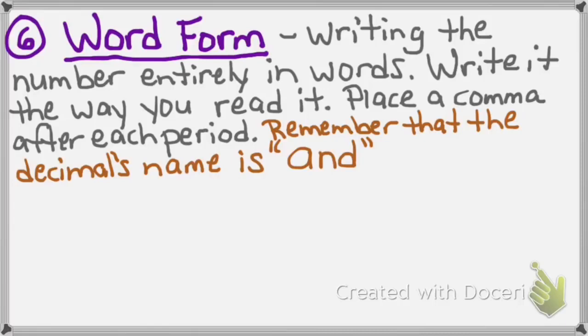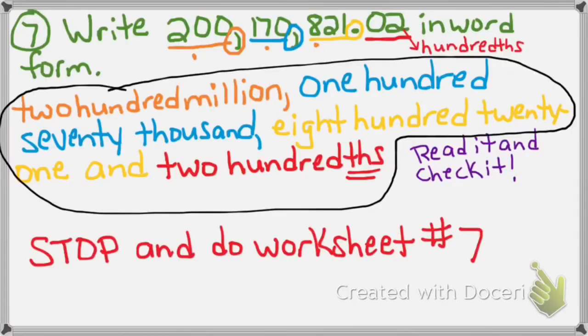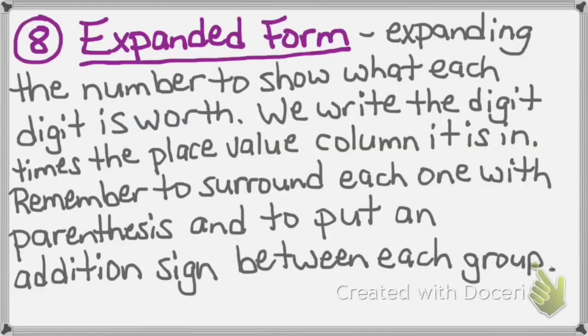The next form we learned about is word form, which you write the number entirely in words. You write it the way you read it. You put a comma after each period, and remember decimal's name is and. When writing a standard form number in word form, we start from the left and work to the right, and we work period by period, as you can see here in this color-coded problem.